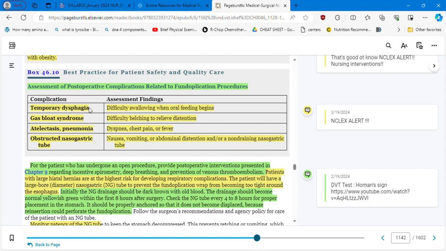Temporary dysphagia. So what are we going to see? Difficulty swallowing when oral feeding begins. Gas bloat syndrome, difficulty belching to relieve distension, atelectasis, pneumonia, dyspnea, chest pain or fever. Another complication is an obstructed nasogastric tube. Nausea, vomiting or abdominal distension is going to be noted, and or a non-draining nasogastric tube.